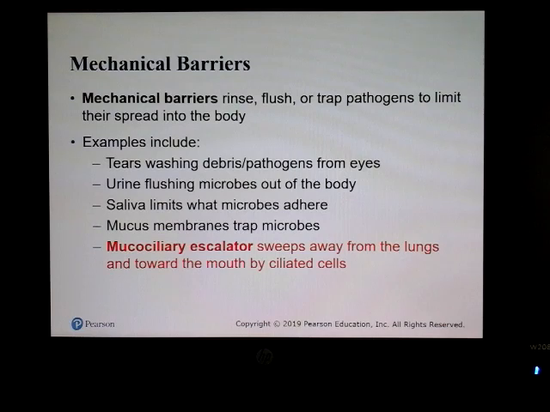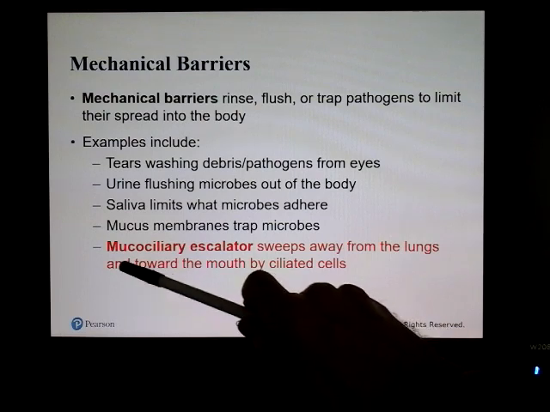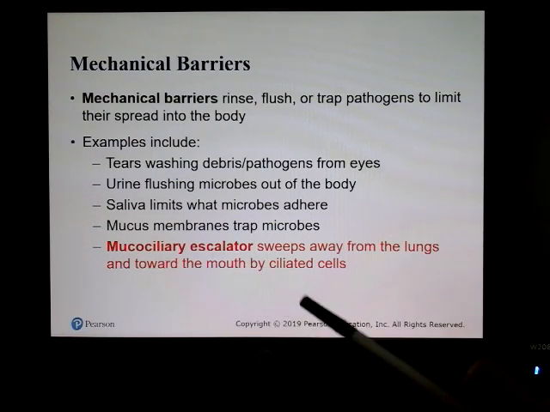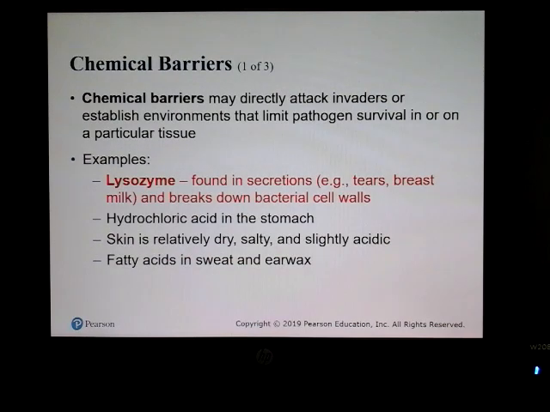So, the mechanical barriers, guys, the main one I want you to be studying for your exam is the mucociliary escalator. And what that does is it sweeps away from the lungs and up towards the mouth. Now, we do also have tears, and think of things like urine that goes out, pushes things out of your body. Saliva also limits what microbes can adhere in your mouth.